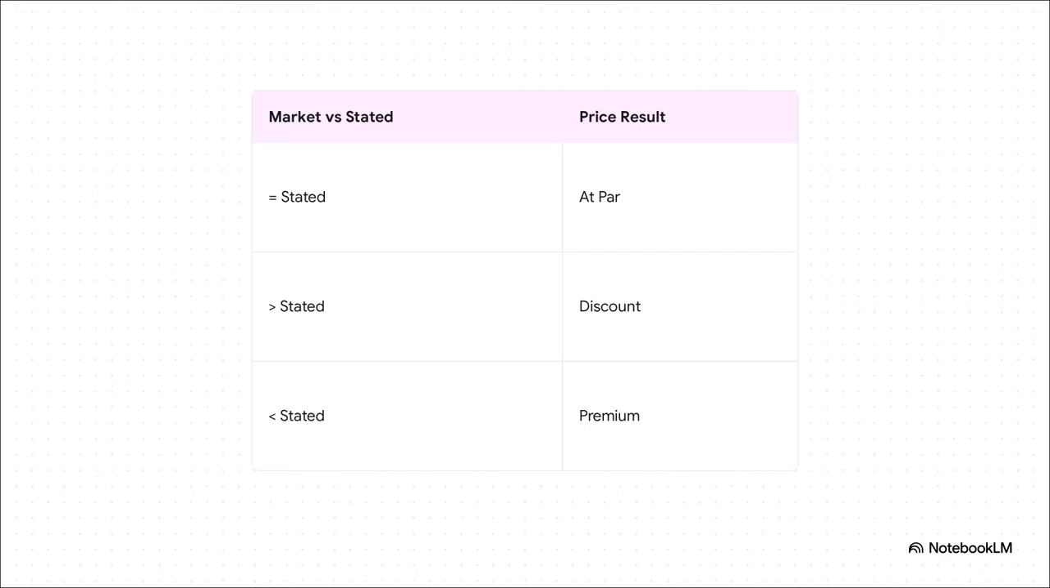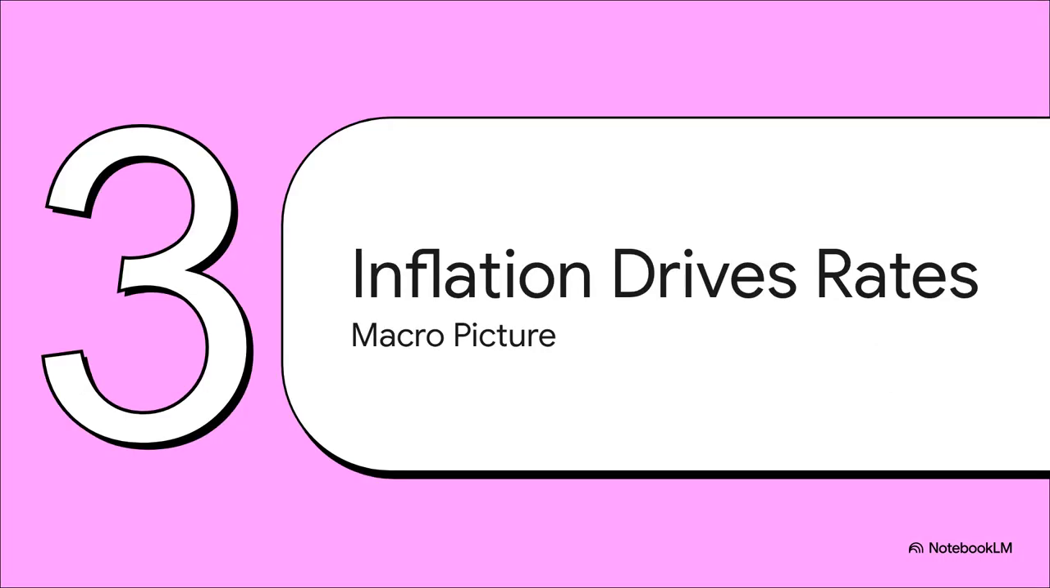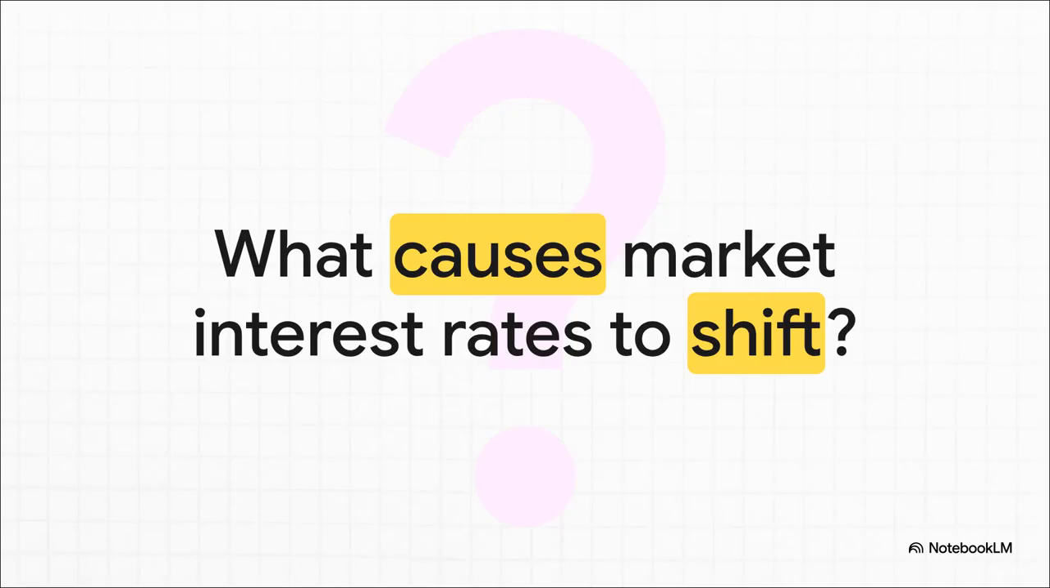So you see, the changing market entirely dictates the real-time value of that bond. All right, that brings us to Section 3, how inflation drives rates. So we've talked a lot about how these shifting market rates push your bond's price around. But let's zoom out for a second. What actually causes these market interest rates to shift in the first place? Why isn't the market rate just a flat, boring number year after year?